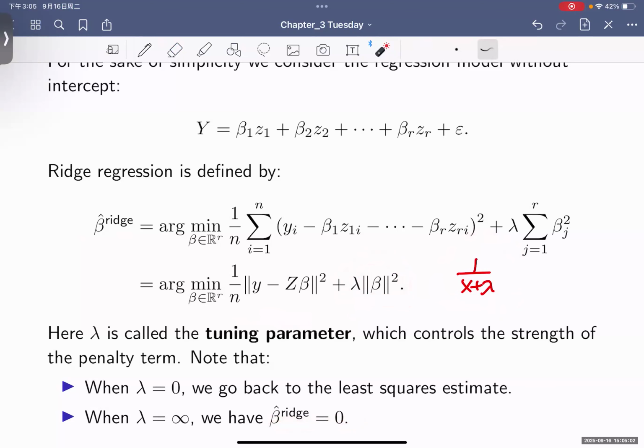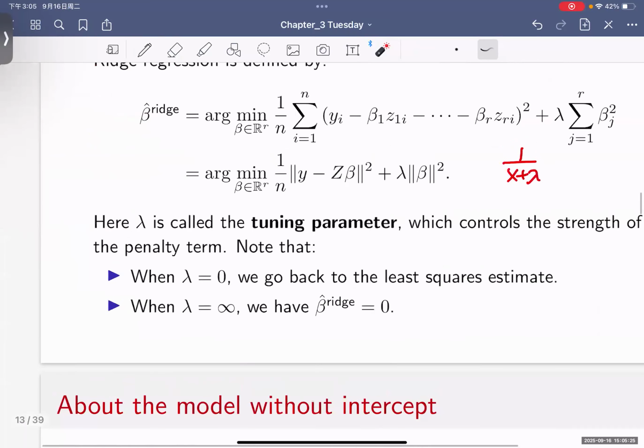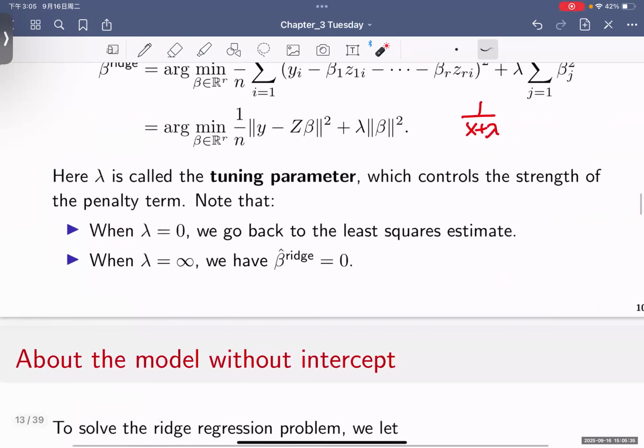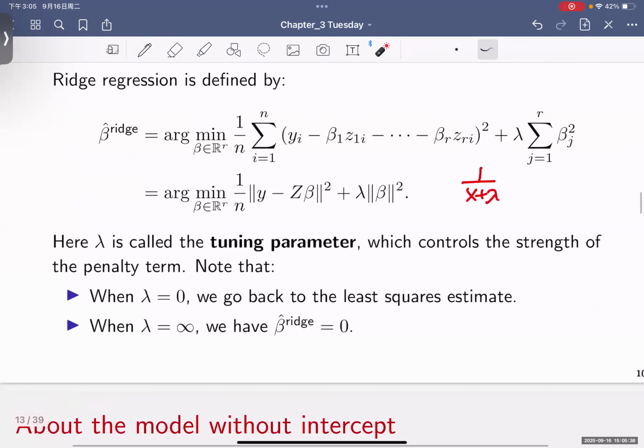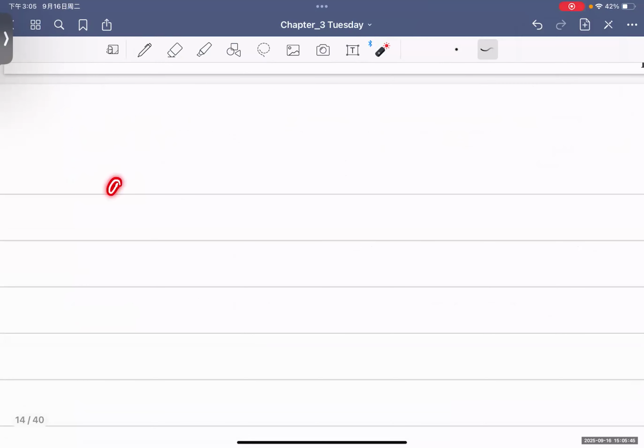But before that, let's look at how lambda influences our ridge. It's a small idea that lambda being 0 corresponds to the least square, and infinity corresponds to 0. But we should also know how intermediate values of lambda change the value of the ridge. First, we try to find the value of the ridge estimate. I think you probably know how to find the solution. At this moment, our objective is the argmin.